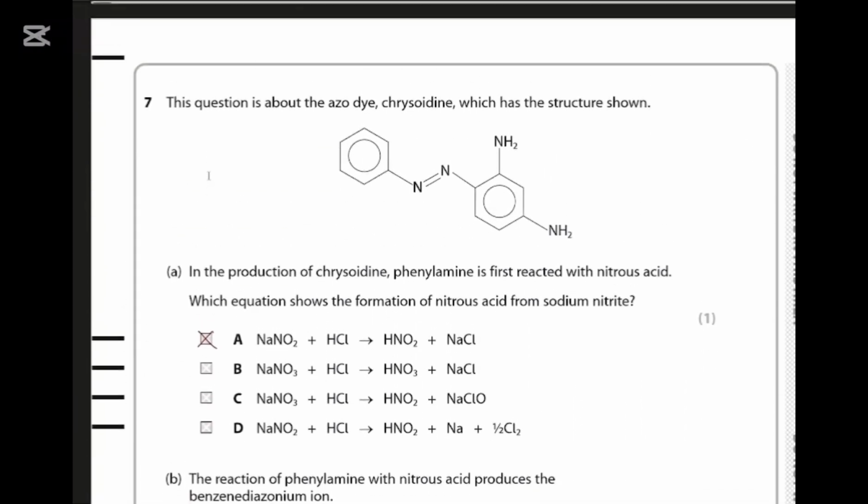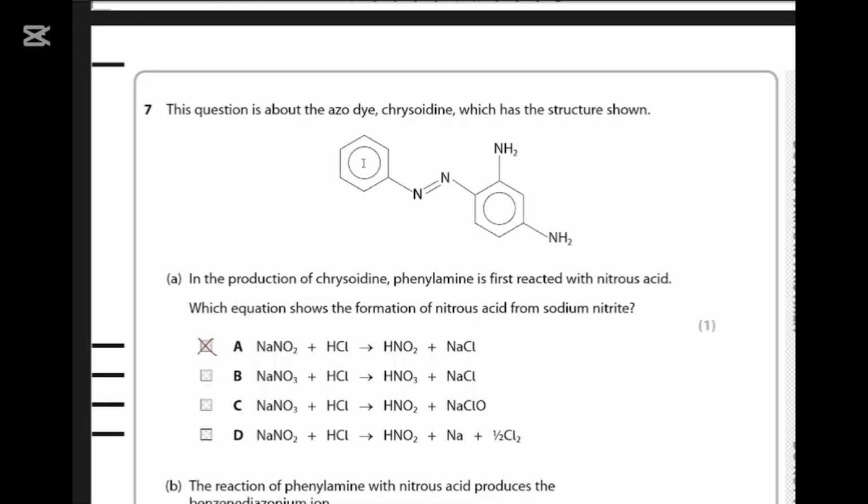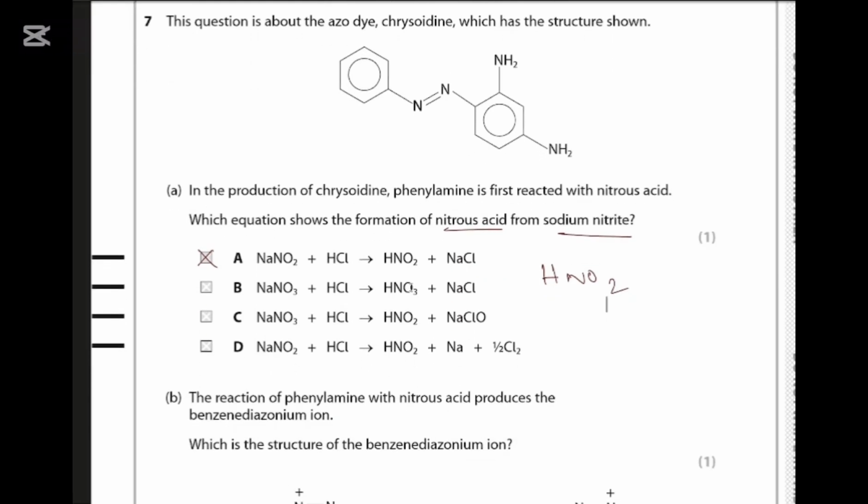Number 7, this question is about the azo dye, which has a structure shown in the production of chrysoidine. Phenylamine is first reacted with nitrous acid. Which equation shows the formation of nitrous acid from sodium nitrite? We know nitrous acid is HNO2 and sodium nitrite is NaNO2. So if we look at this, NaNO2 plus HCl should produce HNO2 plus NaCl. This is the correct equation.